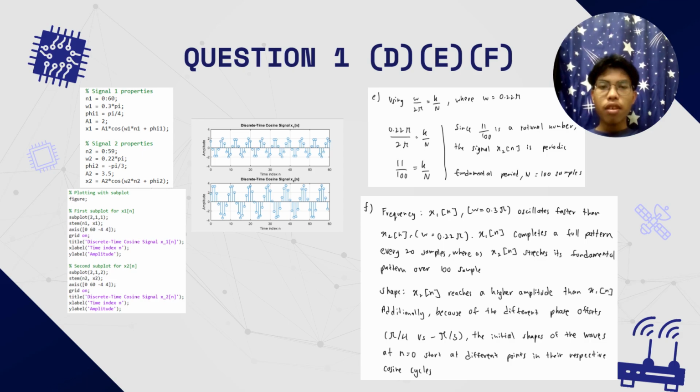And the difference between the two graphs: by the frequency, x1 oscillates faster than x2, and x1 completes a full pattern every 20 samples, whereas x2 completes its fundamental pattern over 100 samples. And for shapes, x2 reaches a higher amplitude than x1, and additionally, because of the different phase offset, the initial shape of the wave at n equals 0 starts at a different point in their respective cosine cycle.